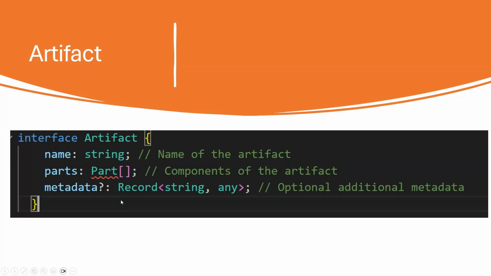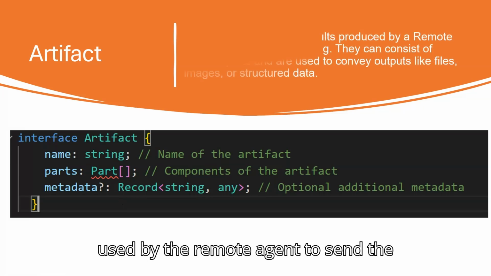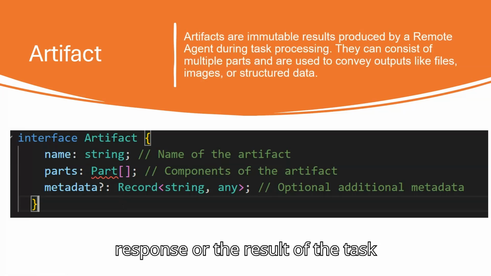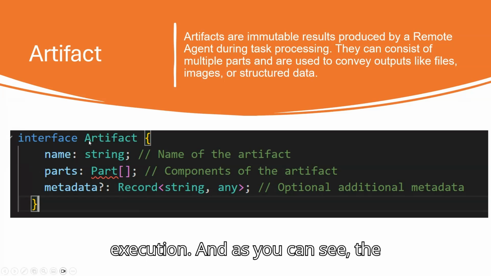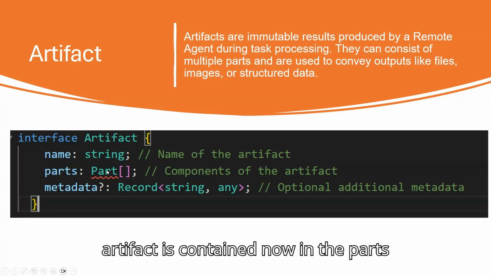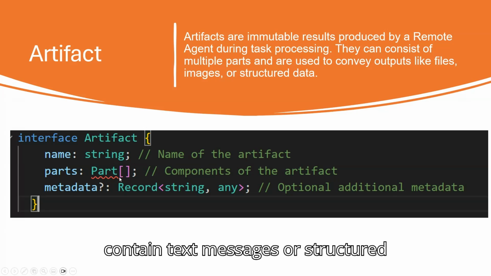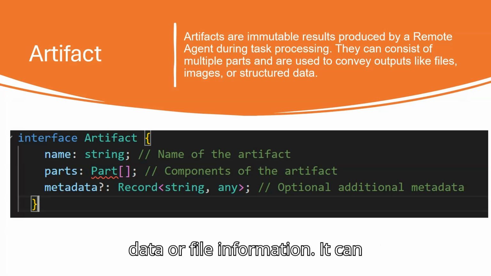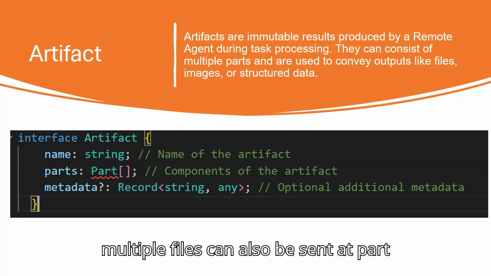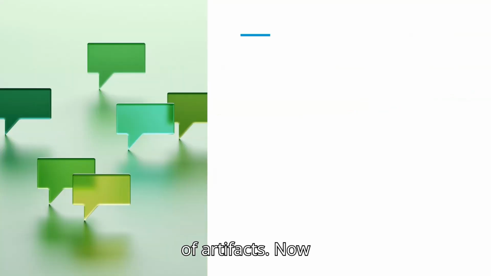Now, when it comes to artifacts, they are used by the remote agent to send the response, or the result of the task execution. And as you can see, the artifact also contains parts. So the result can contain text messages, structured data, or file information. It can contain one or more parts, so multiple files can also be sent as part of artifacts.